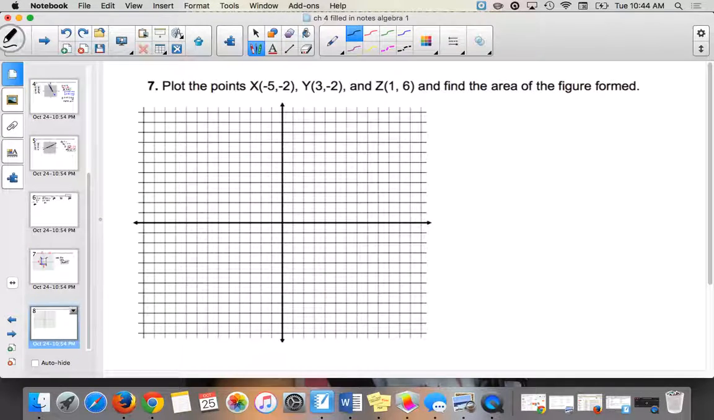All right, so let's try another one. This one only has 3 points. So what shape is it probably going to form? A triangle. So let's figure it out. I'm going to have negative 5, comma, negative 2. That's going to be X. Y is 3, comma, negative 2. So over 3, down 2. And Z is 1, comma, 6. It's a little tricky.